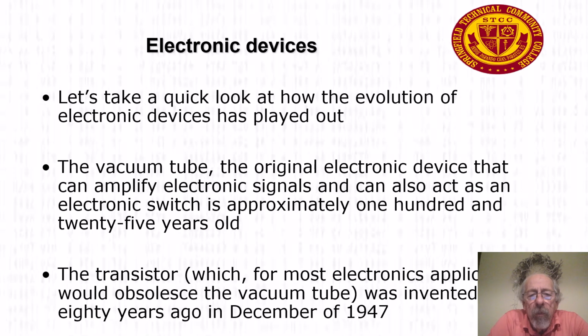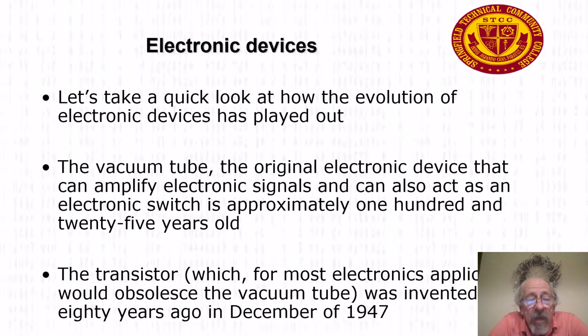So at this point, let's take a look at electronic devices, and we'll take a quick look at how the evolution of electronic devices has played out. Now, the vacuum tube, which was the original electronic device that can amplify electronic signals and can also act as an electronic switch, is approximately 125 years old.